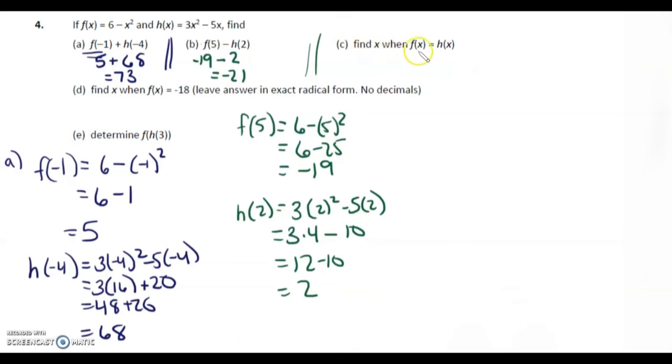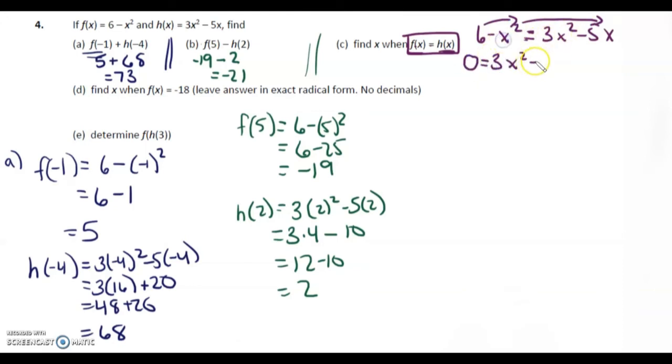Okay, and then C says find x when, so if we actually take a look at this equation here, f at x equals h at x. Okay, f at x, we can just sub in 6 minus x squared. Bring over the equal sign. Now sub in h at x, which is 3x squared minus 5x. Okay? As a recap of grade 10, in order to solve this, we need to bring everything to the right-hand side and set it equal to 0. So we'll have 3x squared, and then we'll have plus x squared, minus 5x minus 6. So simplified, we have 4x squared minus 5x minus 6.